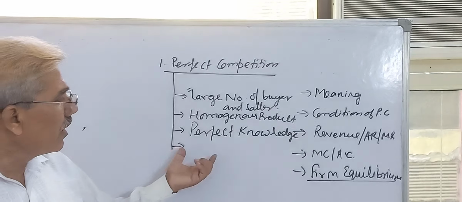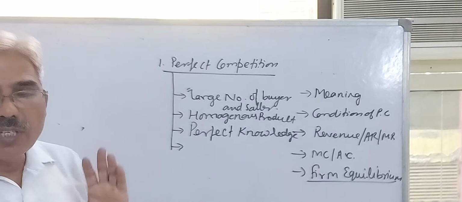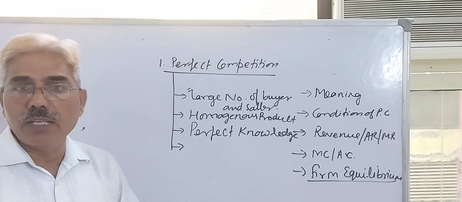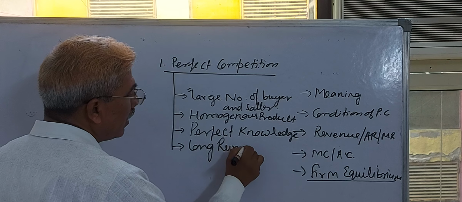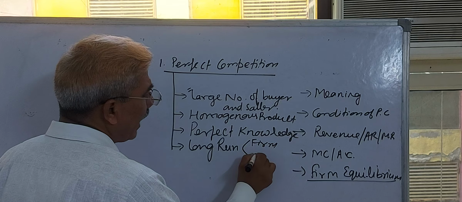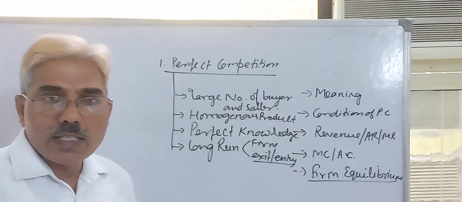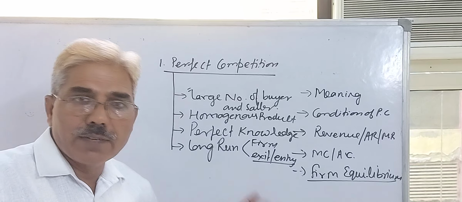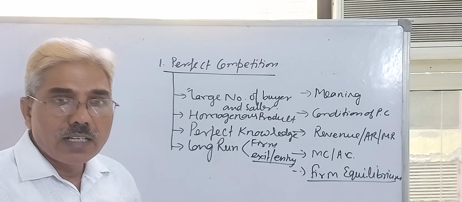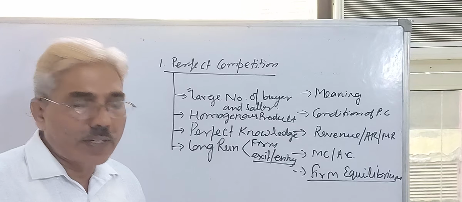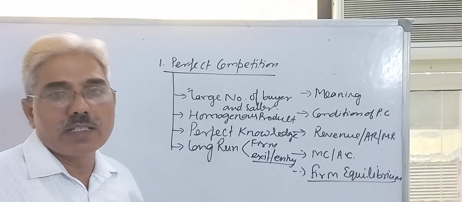But in the long run, what is my concern? The long run is that time period where all factors of production can be changed. In the short run, only the variable factors of production can be changed. And what is the fourth characteristic? In the long run, firms can exit and enter the market. There is no problem of exit and entry. If the firms are making losses, they will exit from the market. And if the existing firms are earning abnormal profit, new firms can enter the market in the long run for the purpose of profit maximization.